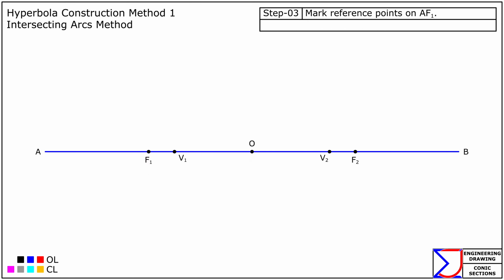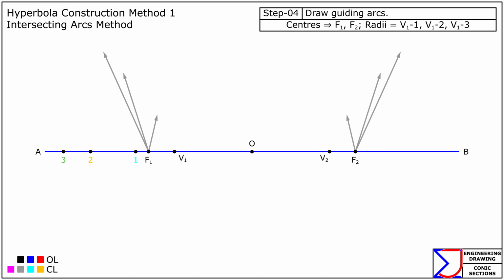Then, mark several points at convenient, not necessarily equal, intervals along AF1, for example, 3 points, and label them accordingly, as shown. Now, using F1 and F2 as centers, and with radii equal to distances, V11, V12, V13, draw arcs to provide guides for plotting the final curve.